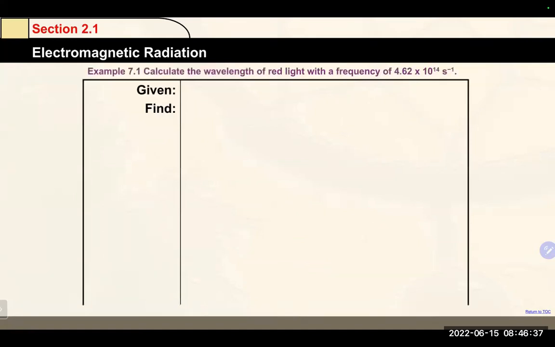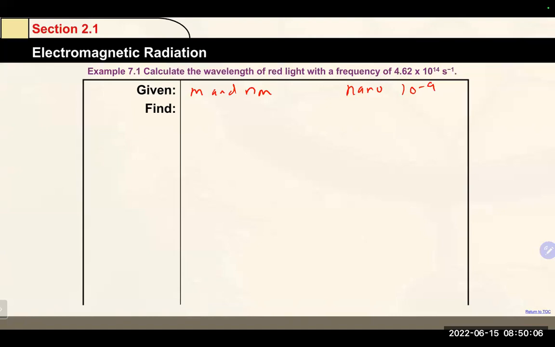So why don't we try one here. Calculate the wavelength of red light with a frequency of 4.62 times 10 to the 14 reciprocal seconds. Why don't we do it in both meters and nanometers? So why don't you calculate both of those? Nano is 10 to the -9. Okay, let's take a look.